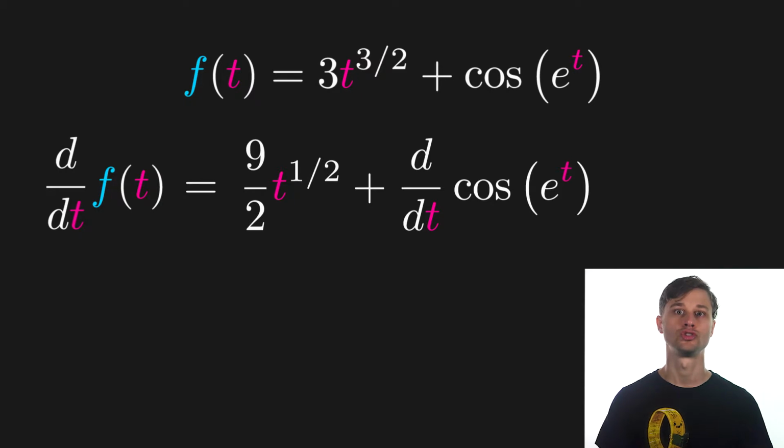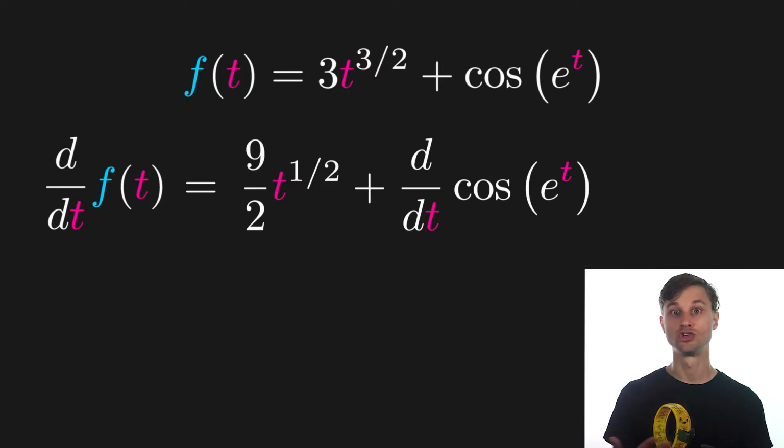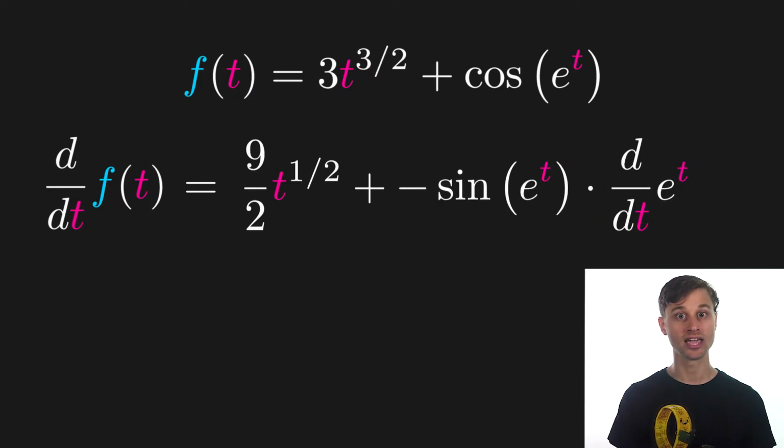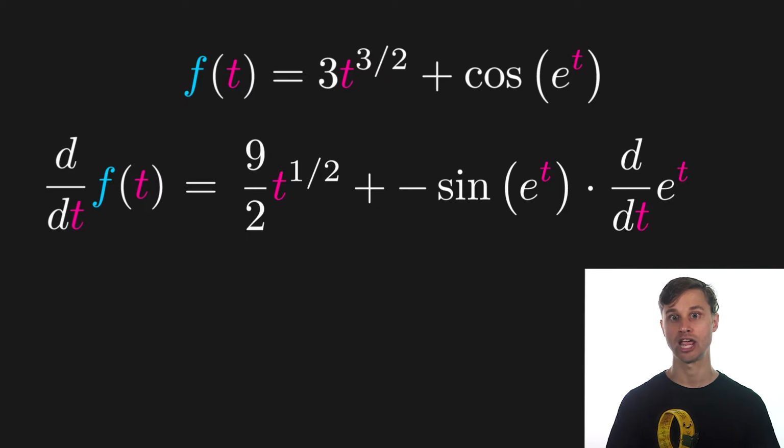Okay, so let's move on to the cosine of e to the t part of the function. Here, we are going to need both the trigonometric property and the chain rule. The derivative of cosine is equal to negative sine. So the derivative of this part of the function is negative sine of e to the t power times the derivative of the inner function, because again, we're going to use the chain rule here.